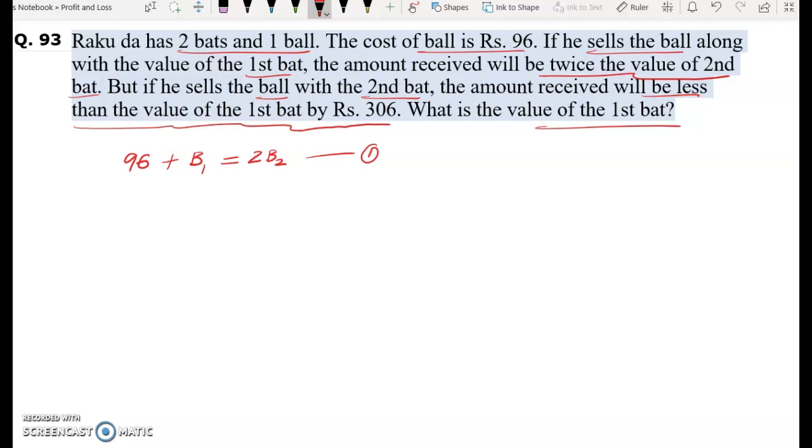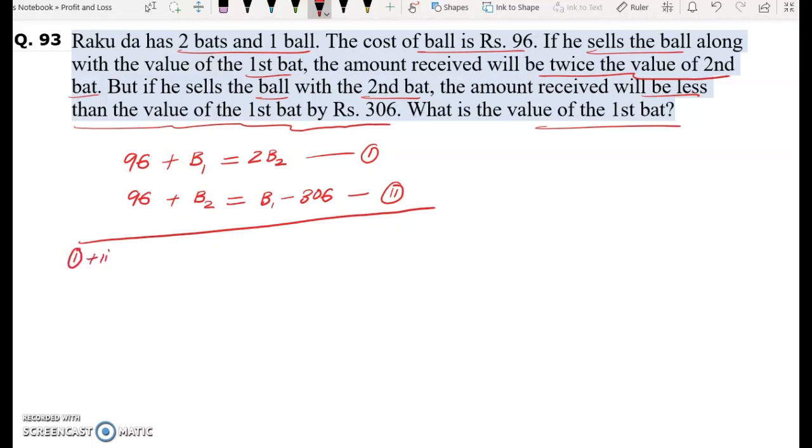Now in the second equation, second condition, it says if he sells the ball with the second bat, ball is 96, he sells with second bat B2, then what happens? The amount received will be less than the value of the first bat by rupees 306. So B1 is the value of the first bat, and this will be less than by rupees 306. So this is our equation number 2. Now we need to find the value of the first bat. So what we will do, we will add 1 and 2.